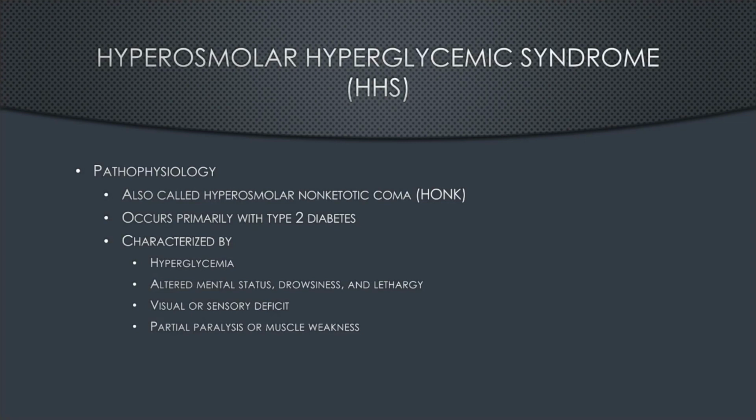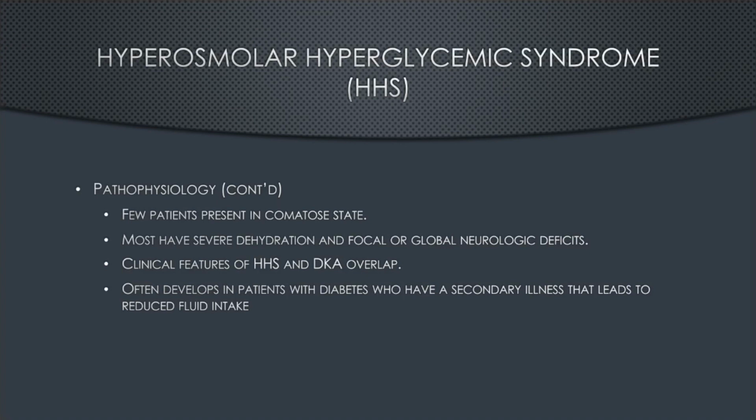Key signs and symptoms include hyperglycemia, altered mental status, drowsiness and lethargy, severe dehydration, thirst and dark urine, visual or sensory deficits, partial paralysis or muscle weakness, and seizures. So dehydration is the major thing here. So what do you think the treatment is? Fewer than 20% of patients present in a comatose state with HHS. Most have severe dehydration and focal and global neurologic deficits.